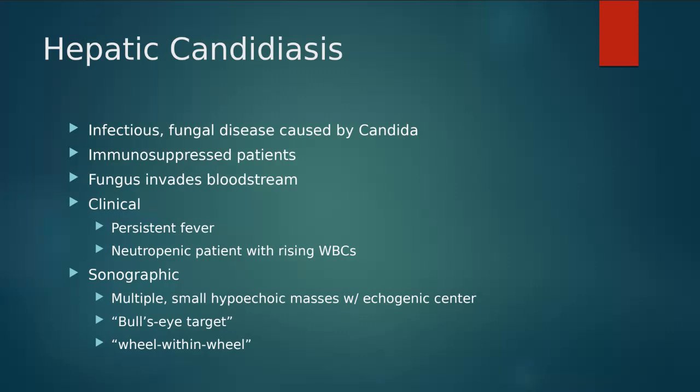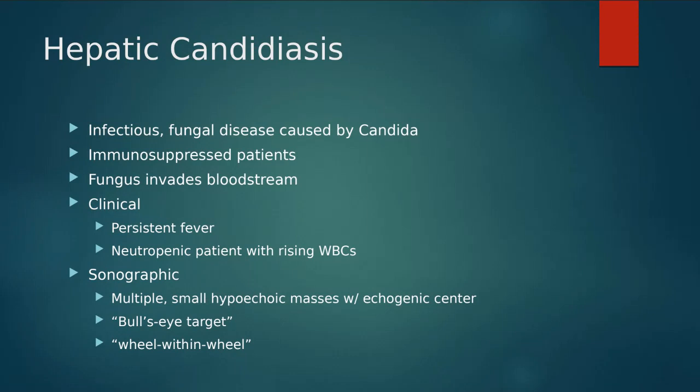Next, we have hepatic candidiasis. So this is an infectious fungal disease caused by the fungus Candida. This is very not common, but it can very easily affect any immunosuppressed patient. So if you have a weakened immune system for whatever reason, lupus, rheumatoid arthritis, cancer treatment, anything like that, you could get this hepatic candidiasis more easily than a healthy patient could. Basically, the fungus invades the bloodstream. It can go anywhere. So we hear of candidiasis as a systemic condition, but we're looking at it in terms of the liver if we're doing an abdominal exam.